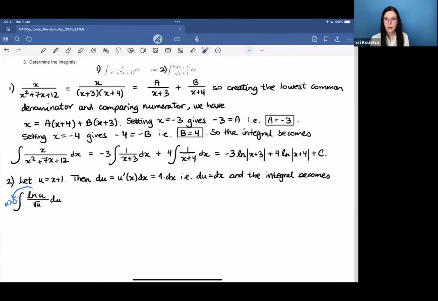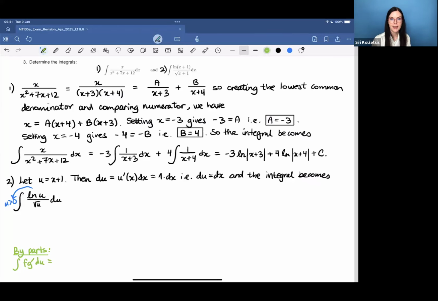And now we mentioned by parts. And so it's a good idea, I think, to write down the formula. Especially because we're doing revision, but certainly nothing wrong with also writing it down on your exam paper. So what's the by parts rule?